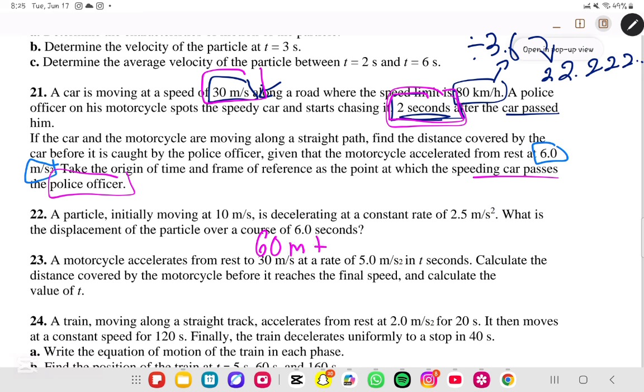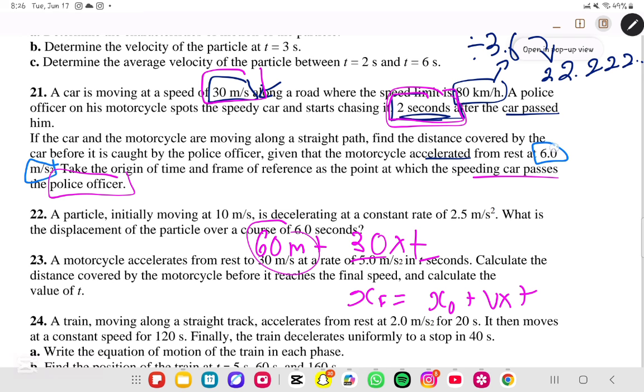Plus, because after the car passed him, there's still the time that it traveled. So 30 times what? Times the time. You can apply this as what? You can apply this as x final is equal to x initial plus what? The velocity times the time. So this is the velocity, this is the time, this is what? This is x initial.